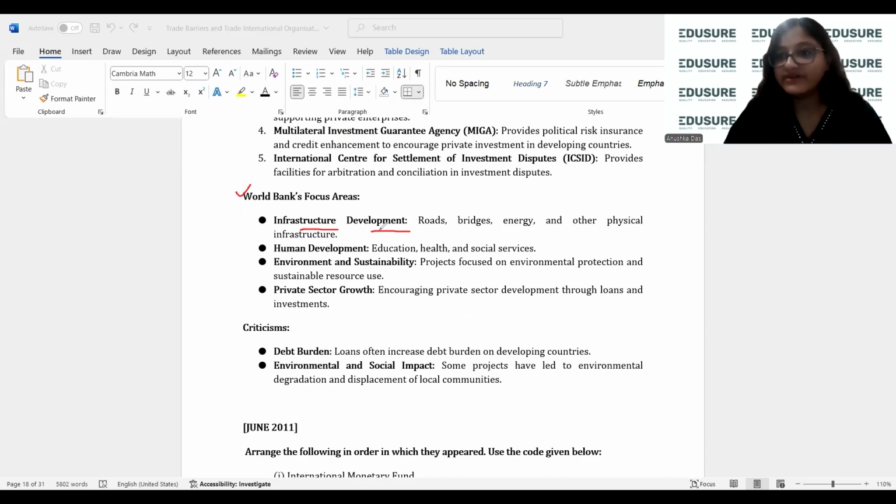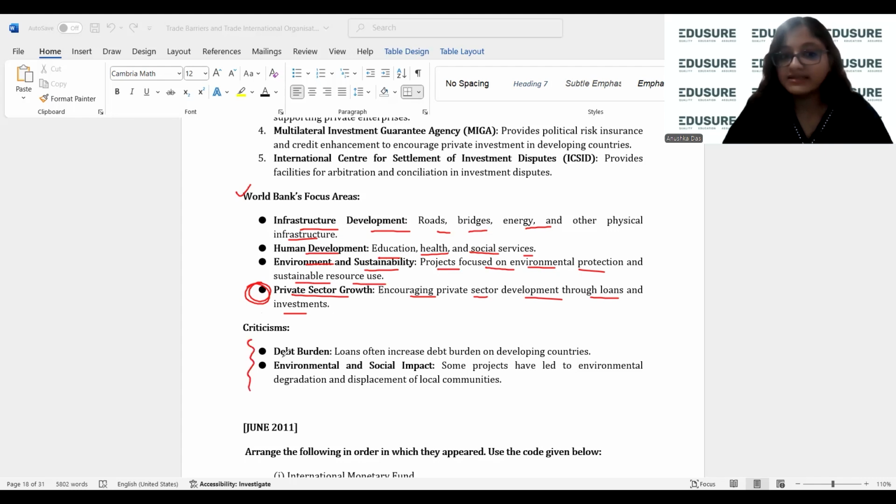Focus area is basically infrastructure development: roads, bridges, energy, other physical infrastructure. It focuses on human development also, because for development, not only infrastructural development but human capital development is also needed. That can be achieved with the help of education, health and social services. Environmental sustainability is also in focus. Projects focused on environmental protection and sustainable resource use come under this. And finally, you have private sector growth, encouraging private sector development through loans and investment. So this is basically an addition. The World Bank helps in private sector growth also, which is not taken under consideration under the IMF. The World Bank supports the private sector, but the IMF does not.